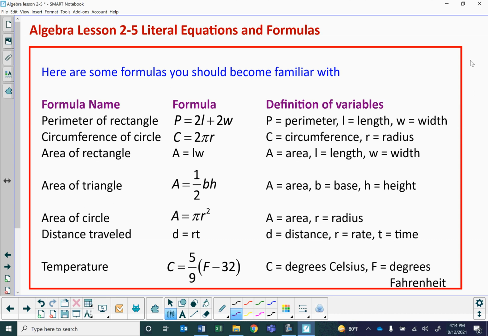And you're squaring it on this formula. Distance traveled: distance equals rate times time. D for distance, R for rate, T for time. And this last formula is something you probably don't know, but it should be something you're familiar with because many, many countries do temperature only in Celsius. Canada does temperature only in Celsius.